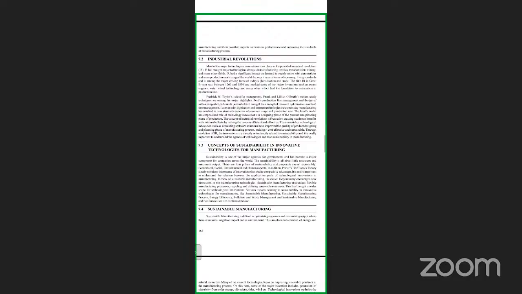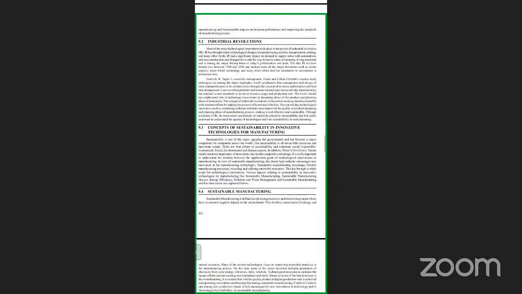And the first industrial revolution in Great Britain took place between the 1760s and 1830s, which marked major inventions such as steam engines, water wheel technology, and many others, which led to the foundation for automation in the production line. And as we know, Frederick W. Taylor's scientific management, and Frank and Lillian Gilbreth's motion study techniques are the major highlights.